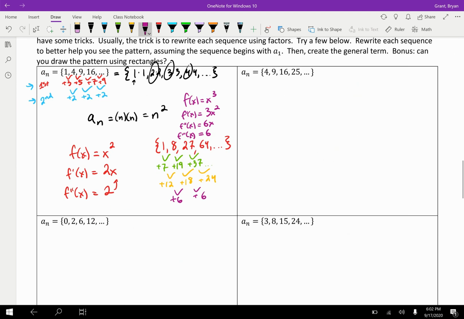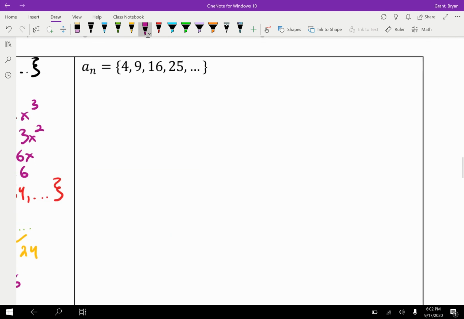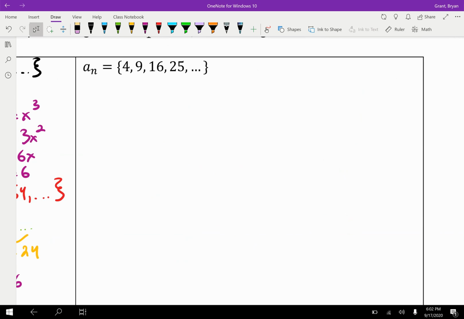Okay, well, there are a couple more here that we should probably go through, and you can definitely do this on your own, not a big deal. What does this next one look like? I always have to rewrite these first. 4 is, of course, 2 times 2. 9 is 3 times 3. Oh, we just did something super similar to this. 5 times 5.